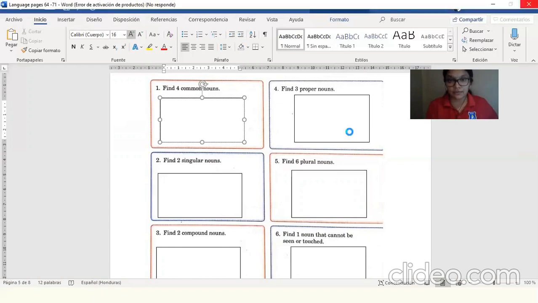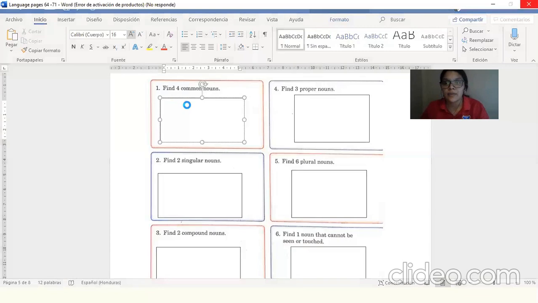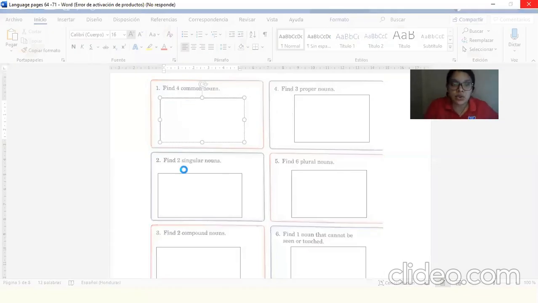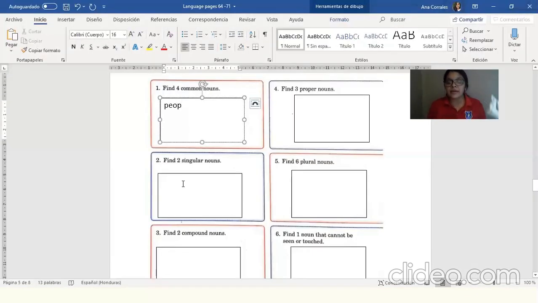Wait a second. Se acabó. Okay, common nouns: people, islands, fish, village, forest, and manners. Those are my 4 common nouns. Now, exercise 2. Find 2 singular nouns. Village and territory. People, islands, fish, manners. These are some common nouns.